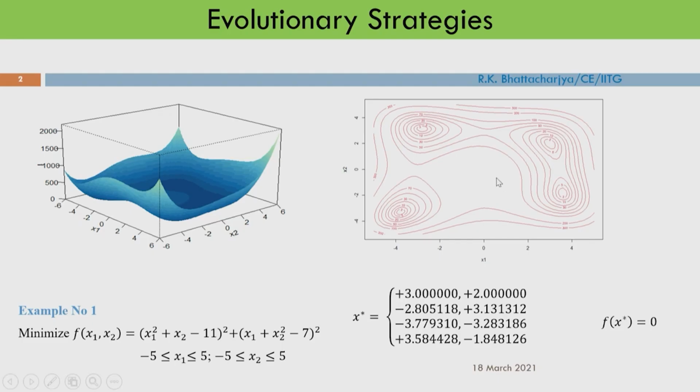There are 4 optimal solutions: one in the first quadrant, one in the second, one in the third, and another one in the fourth quadrant, and the function value is 0. That means these are all alternate optimal solutions.